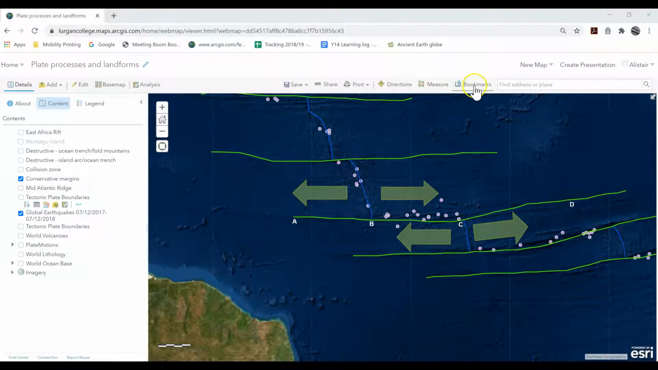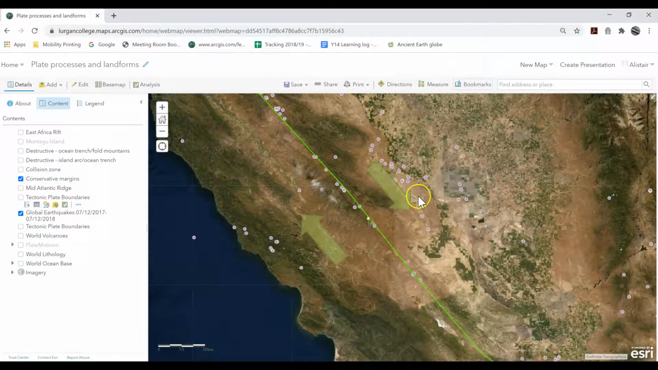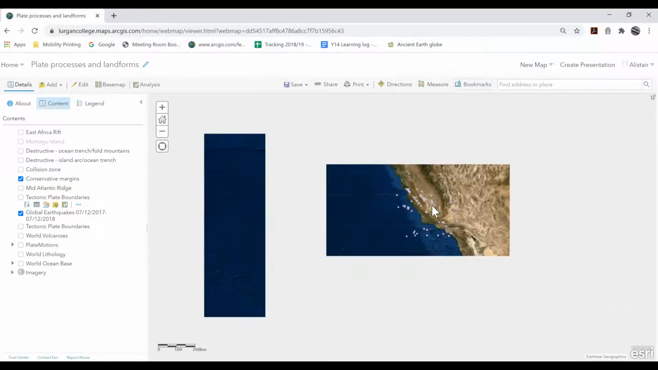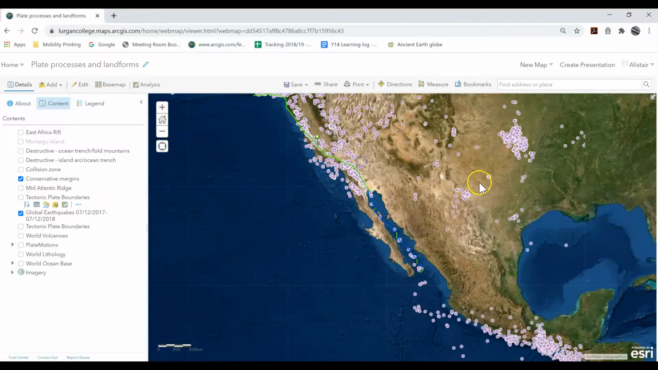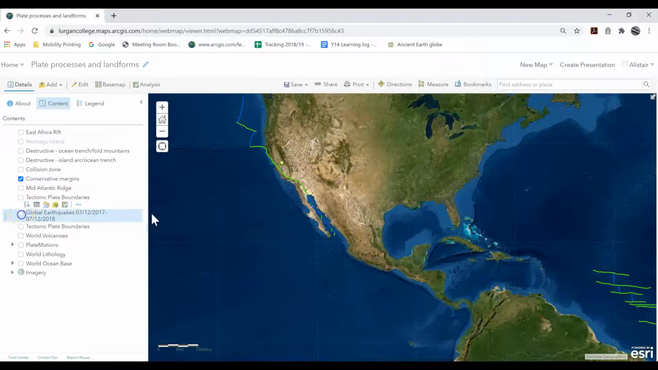We're going to take a look at another transform fault, the most famous one in the world, and this is the San Andreas Fault. If we zoom out a little bit just to remind you of where we are with this, in fact I'll zoom out all the way over here and I'll turn these earthquakes off because they get in the way a little bit.